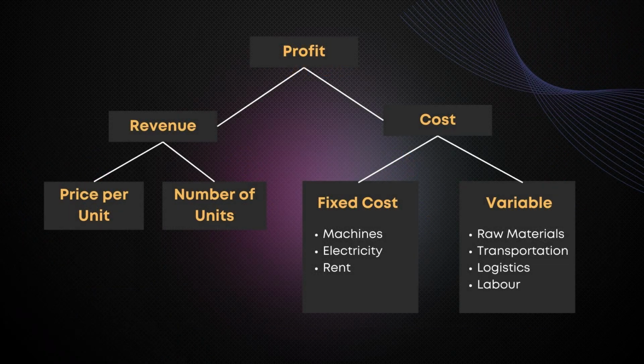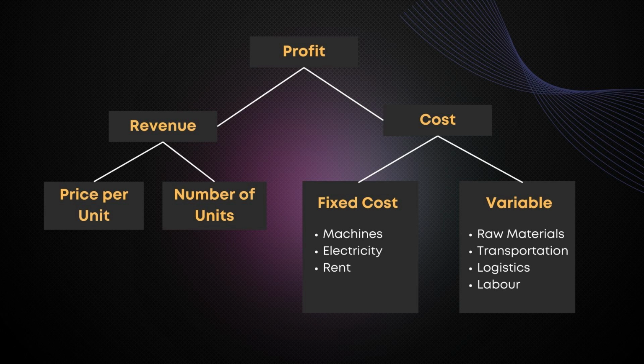Now, let's look at the factors that determine the profit of the company. Two factors determine profits: costs and revenue. Revenue is the product of price per unit and the number of units sold. Costs can be categorized to fixed and variable costs. Fixed costs are independent of the number of units produced. For example, rents, insurance, and other related stuff.